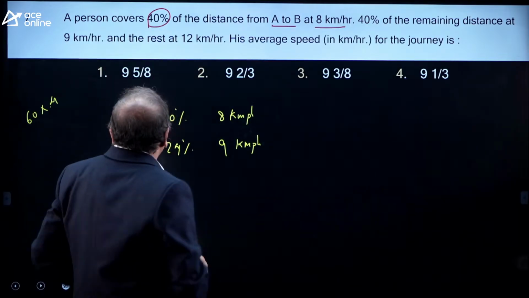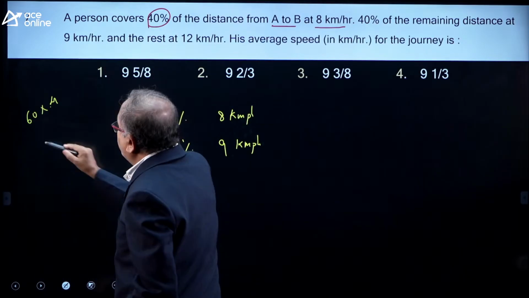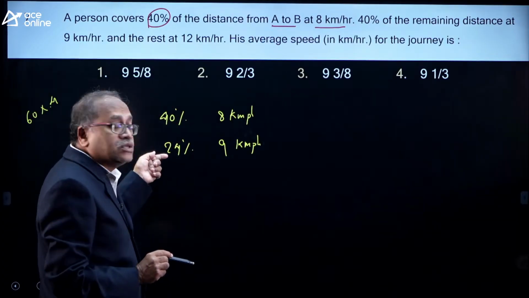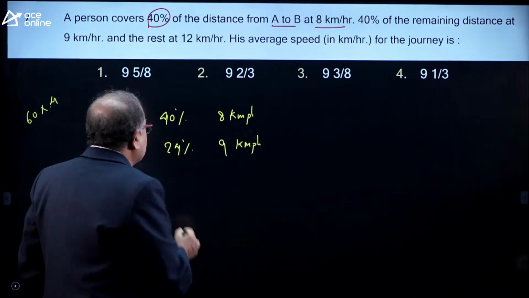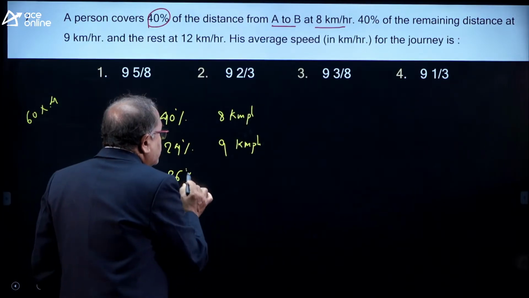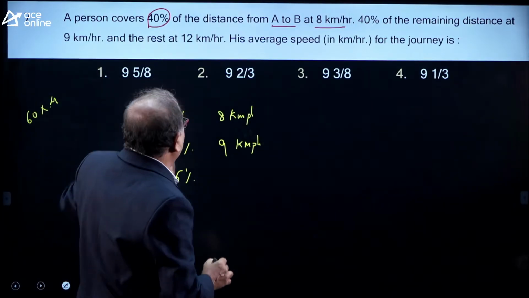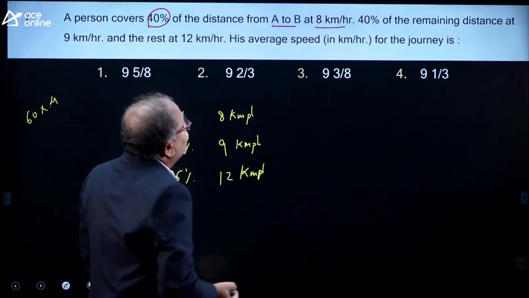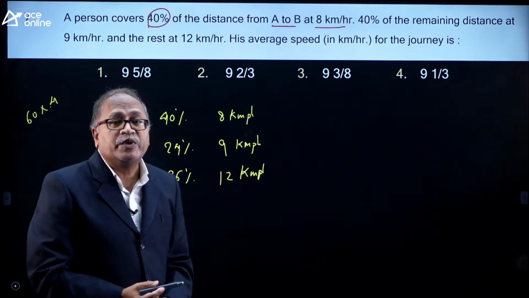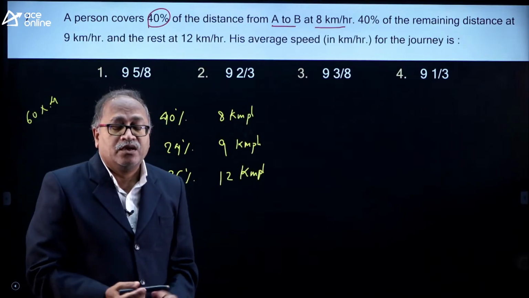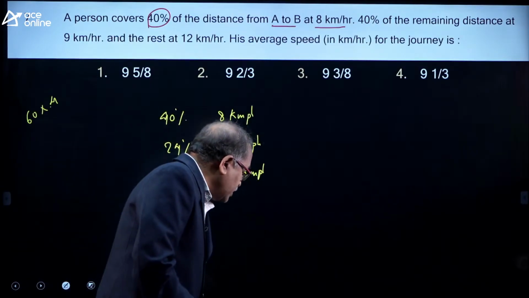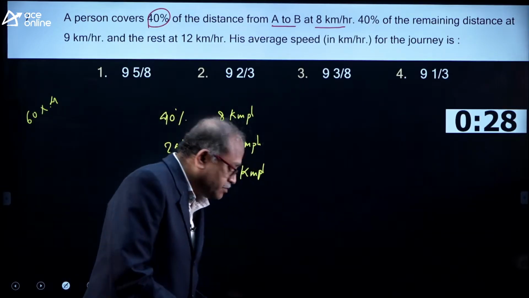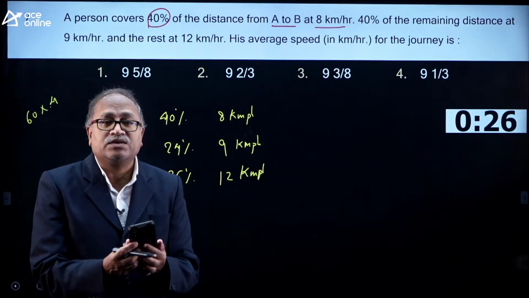And the rest, so what is the rest? Here 40 is over, here 24 is over. I notice that the total is 64, then 36 is left. So, 36% he covers with a speed of 12 km per hour. What is the question? Find the average speed for the whole journey. A very commonly asked question, my friends, and I am giving you 30 seconds. You can answer the question. Some of you will be able to answer the question.